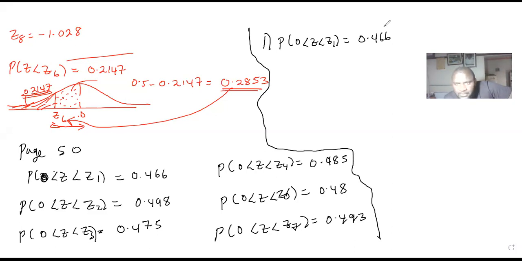Have you got the 3 columns? P is the probability which you have. Q is the balance of the probability on the side of the 0.5. Then Z is the value you have read. The first example, probability of 0 less than Z less than Z1 is equal to 0.466. It means it is here if you sketch it.